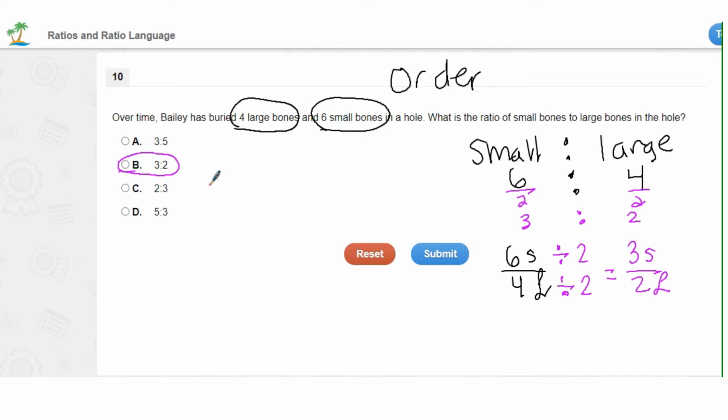Now you could automatically eliminate, since small bones was larger, any ratio that doesn't have a larger number as the first term, because 6 is higher than 4. So if you're making an equivalent ratio, the first term, small, always needs to be larger because the number was originally larger. So you would eliminate that one and eliminate this one because the second term is greater than the first term. So then you need to choose, is the answer choice B or D? Now obviously it is B here.